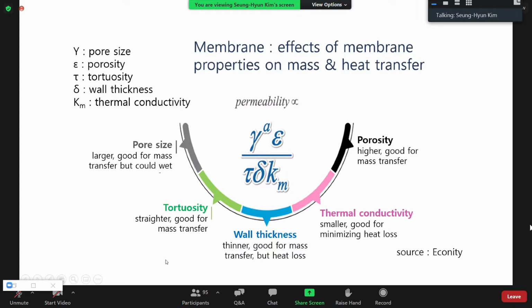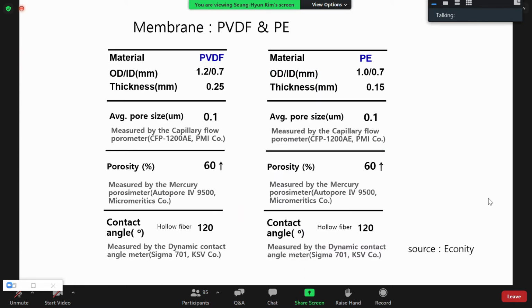Tortuosity: straighter is good for mass transfer. And wall thickness: thinner is better for mass transfer, but with a thin membrane, you lose heat very quickly, so you need to provide a certain thickness. Thermal conductivity is decided when you choose polymers. So we developed the fibers for membrane distillation application. And this slide shows properties of PE and PVDF fibers. Both fibers have very similar properties: pore size, porosity, and contact angle.